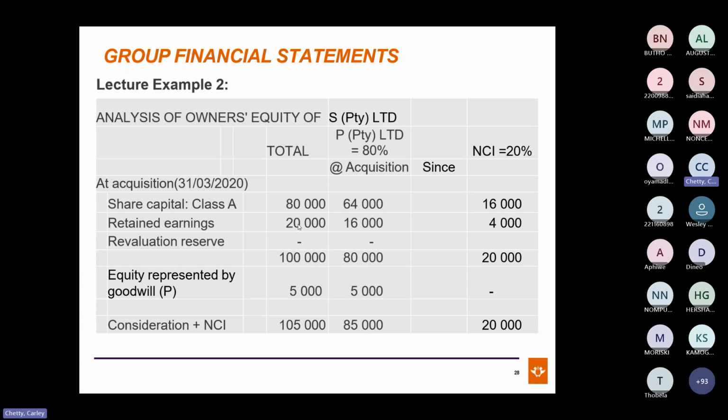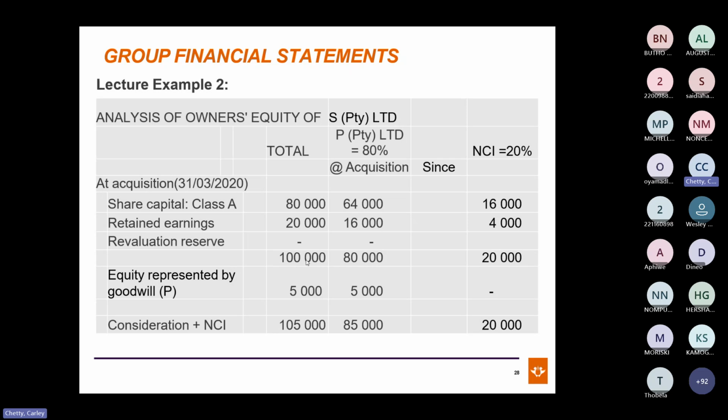Retained earnings is 20,000. So S's retained earnings is 20,000. P owns 80% of that. So we'll say 20,000 multiplied by 80%. That will give us 16,000 Rand. This is 80%, which belongs to P. Then we have the non-controlling interest. So the retained earnings of S is 20,000 multiplied by the NCI share of 20%, that will give us 4,000 Rand.